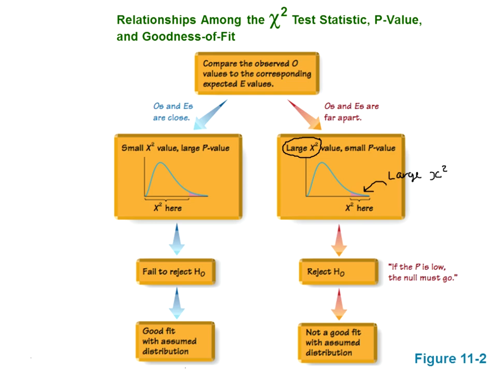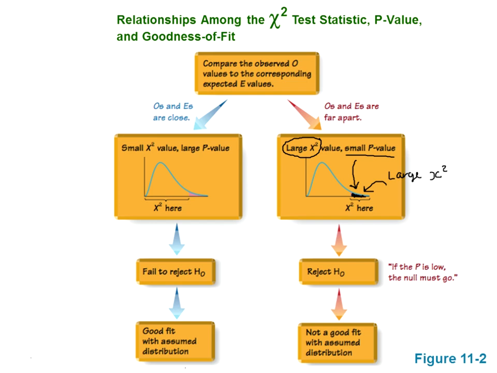And so you see that little area right here? Remember that the area that's shaded, that's your p-value? Well, that's going to give you a very small p-value. That small area gives you a small p-value. And if you have a small p-value, you're going to reject the null hypothesis.